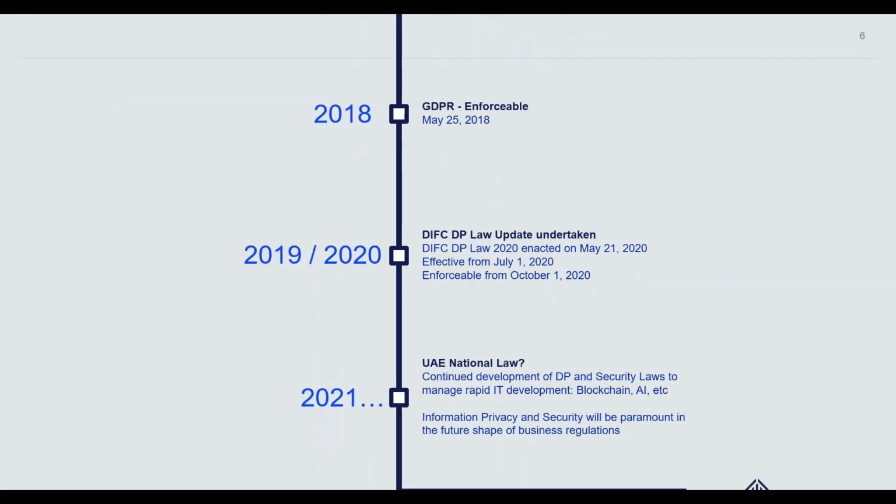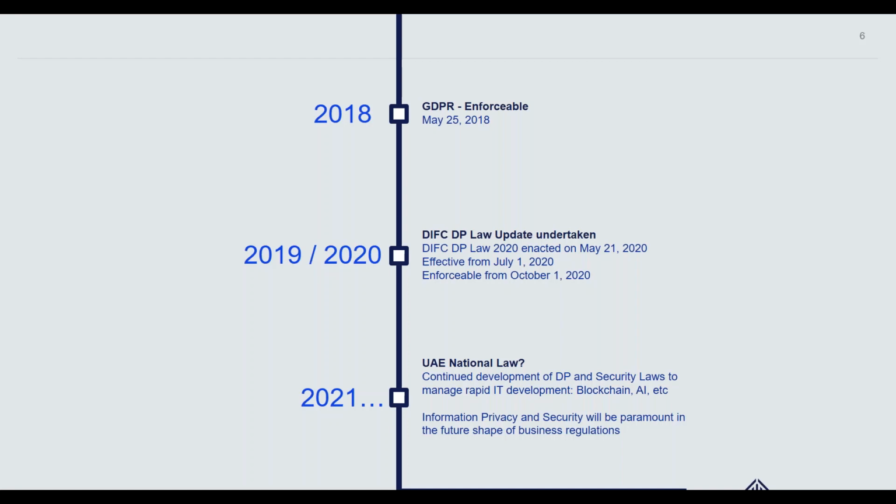And then in 2019 and 2020, we set to updating the DIFC data protection law from 2007. And we got there in the end with the law that was enacted on May 21st, 2020. It's been effective since July 1st, 2020, and it's been enforceable from October 1st, 2020. So we'll talk about that a little bit later.